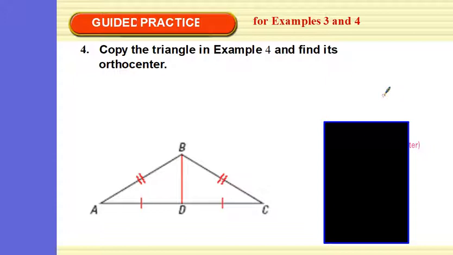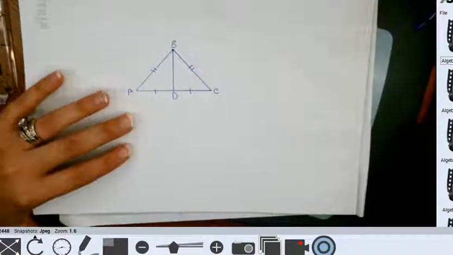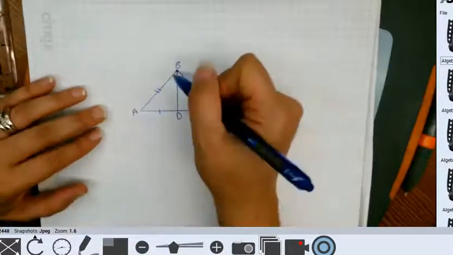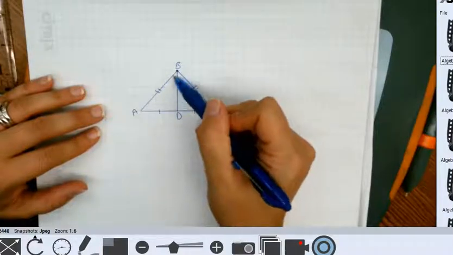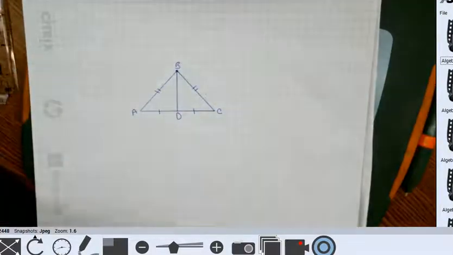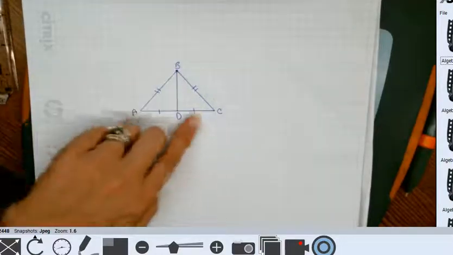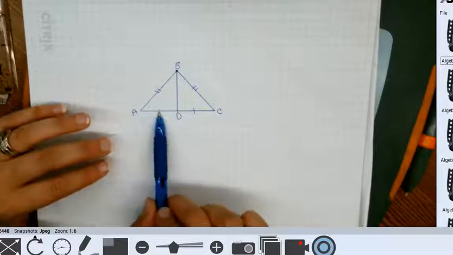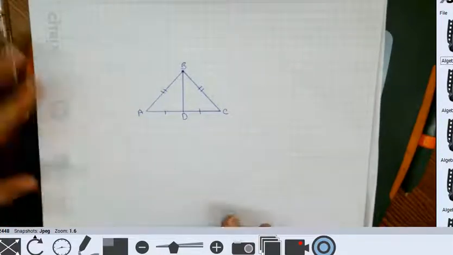B, C, A, C. So I made sure to make it isosceles, and I'll show you how I did that. All right, so I made a point B, and then I just went diagonally across 5 squares, so that I knew that I was making it isosceles. And then I just put this straight down, and these should both be equal. They're 1, 2, 3, 4, 5 squares each, so I know that those are equal as well.